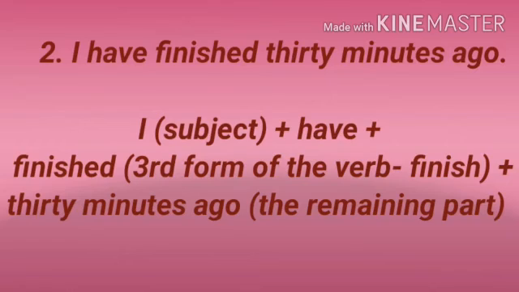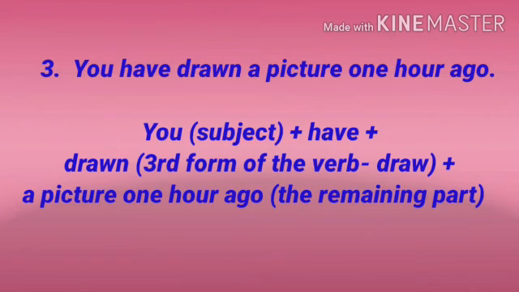Now next example, I have finished 30 minutes ago. Again the subject is I, then have, then the verb is finish here. Then which form will you write? Third form. And what is the third form? Yes, the third form is finished. And 30 minutes ago is the remaining part of the sentence, which will be placed at the last of the sentence.